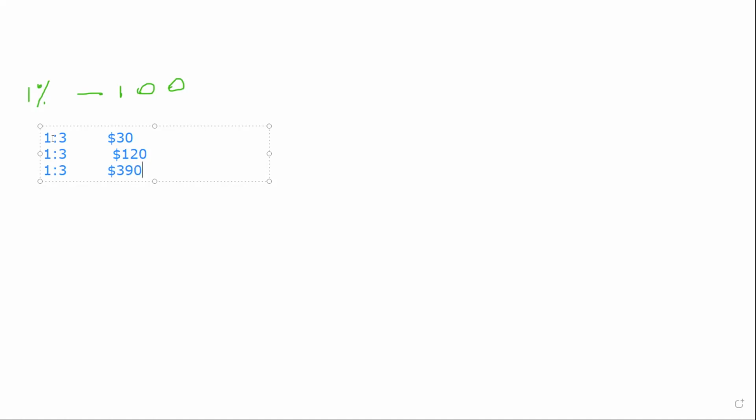So if you can win 3 trades in a row doing that, you'd win 390, 120 plus 30. So that's $540, which is 54% of your original $1,000 account balance. So that's how in 3 trades you could make 54% profit, increase your account balance by 54%.